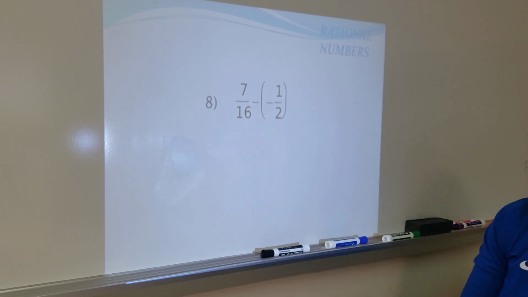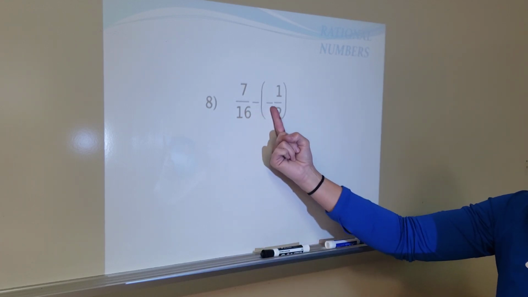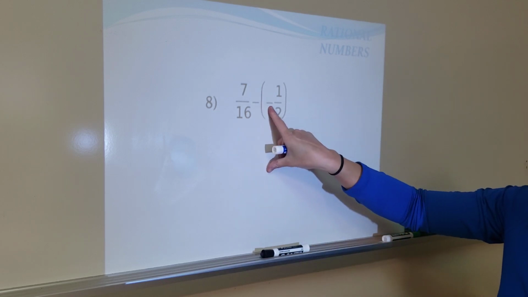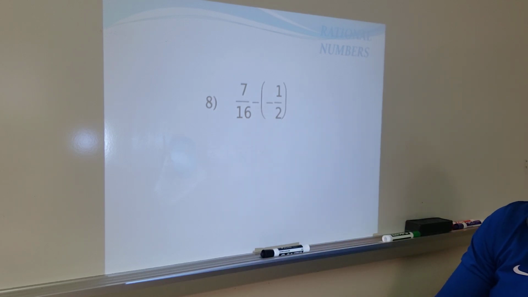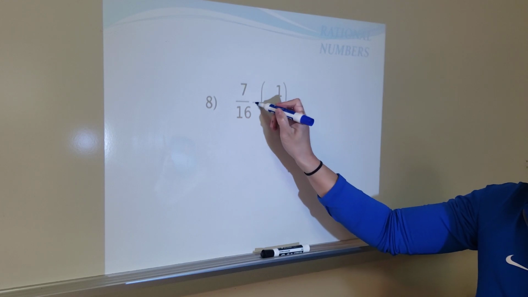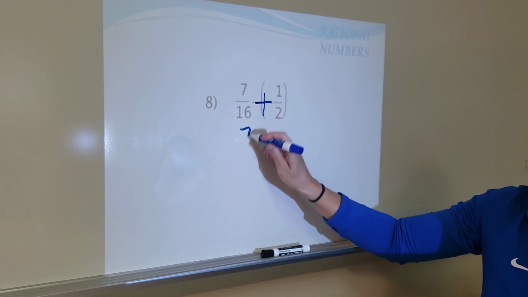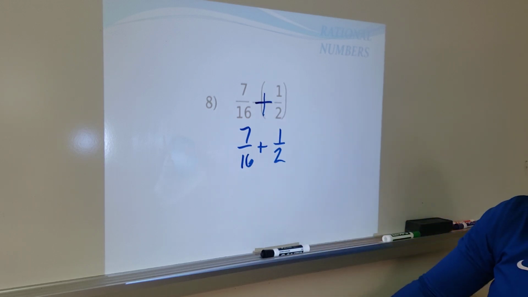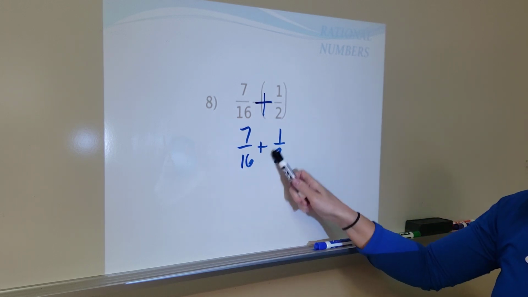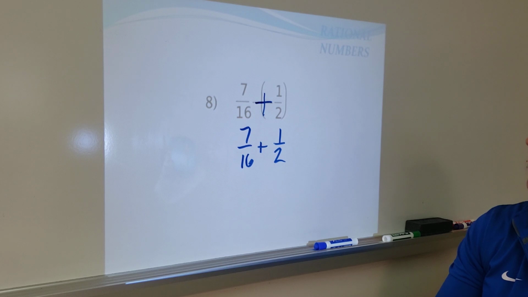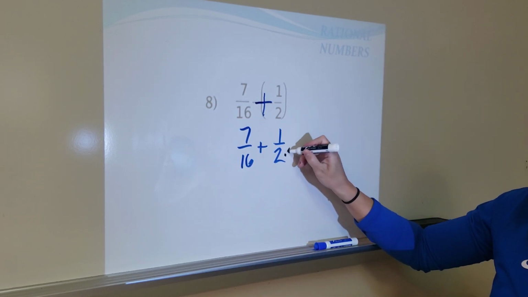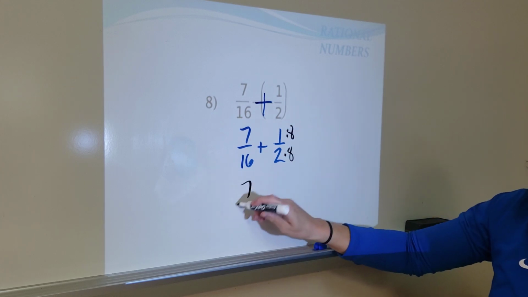Okay, here's 8. 7/16 minus a negative 1/2. So right here, when you see minus a negative, that can be simplified. We can change that into a plus. So really I could rewrite this problem as 7/16 plus 1/2 to simplify it. Now again, to be able to add fractions, I need a common denominator. 16 would be the least common multiple, so if I change this to 16, I can multiply by 8.